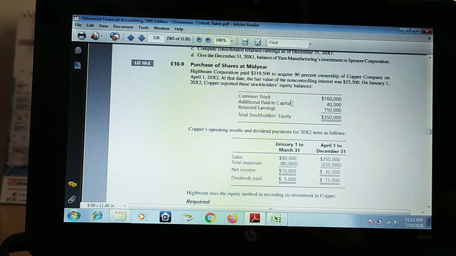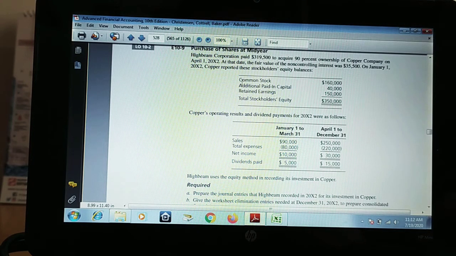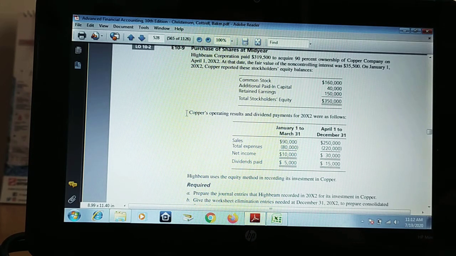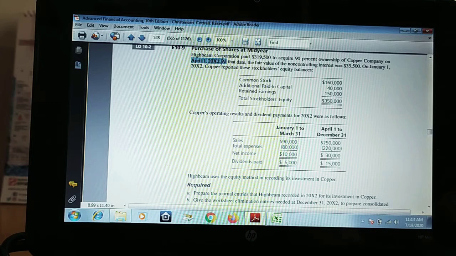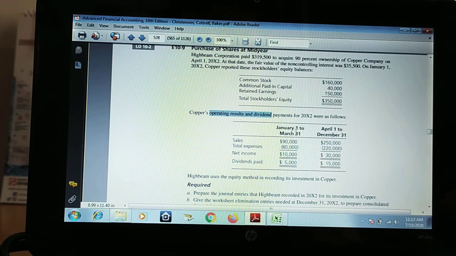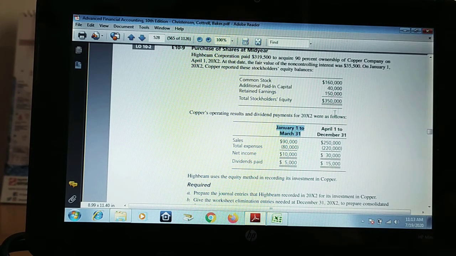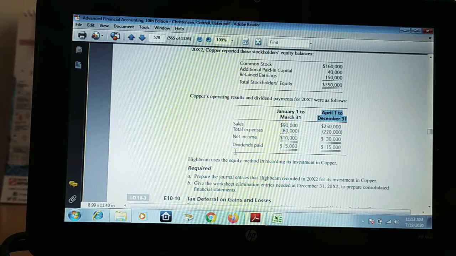So we are given the stockholders' equity section on January 1st. Copper's operating result and dividend payments for 2002 were as follows. Because Hybeam purchased on April 1st, 2002, we must separate the data for the operating result and dividends from before the combination, which is January 1st to March 31st, and after the combination, which is from April 1st to December 31st, with the sales, expenses, net income, and dividends paid.